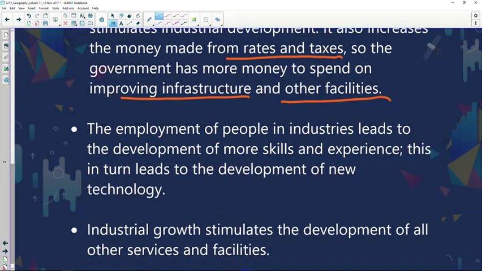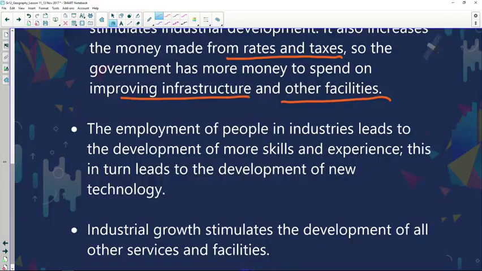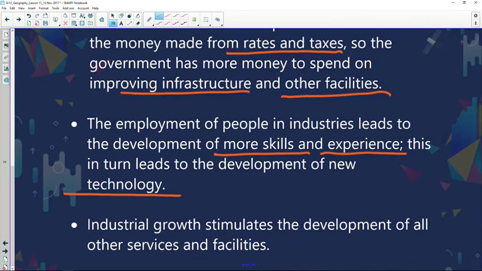Now, the employment of people in these industries, especially secondary industries, involves more skilled workers. So basically, if you do get employed by a secondary industry, the chances are very good that you're going to be taught a skill and you're going to gain experience. And in turn, it leads to new technology. So it will make our unskilled labourers, skilled labourers. And at the end of the day, like we've mentioned in the first point, industrial growth will lead to the improvement in services and facilities. And that's basically looking after the population of the country.